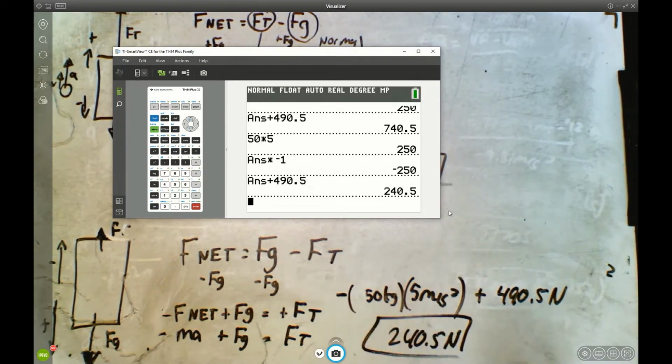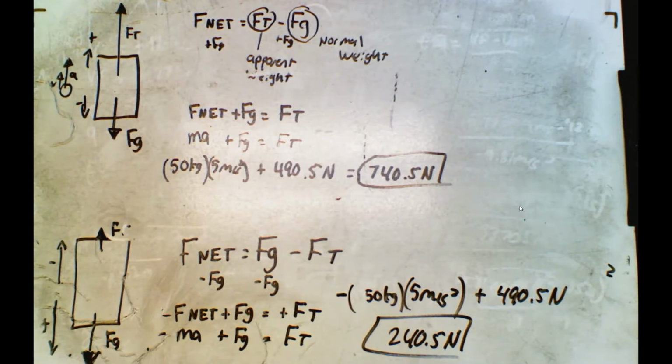So her normal weight is 490.5, she feels 240.5, so her apparent weight is lighter, right? And we also said that your apparent weight is equal to your force of tension, and if you want to know if it's going to be bigger or smaller, well, this is normal weight, this is apparent weight. Just looking at the free body diagram, Ft is smaller than Fg, normal weight, apparent weight. Well, it makes sense that it's smaller. So we can just look at the free body diagram and figure out if she's going to feel heavier or if she's going to feel lighter in those scenarios.